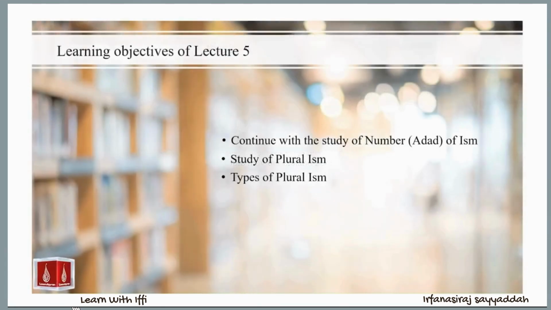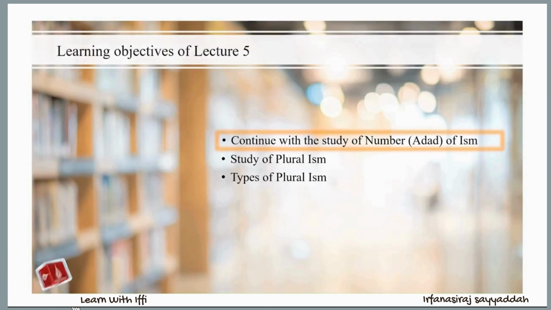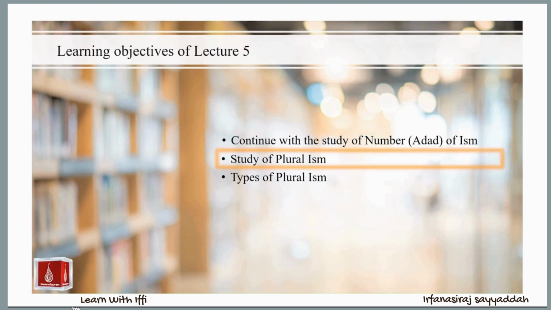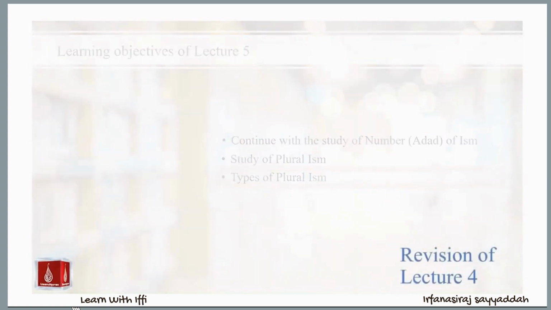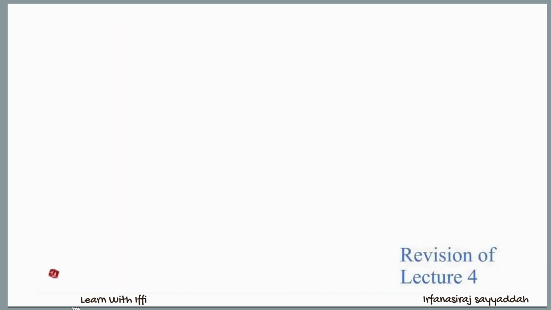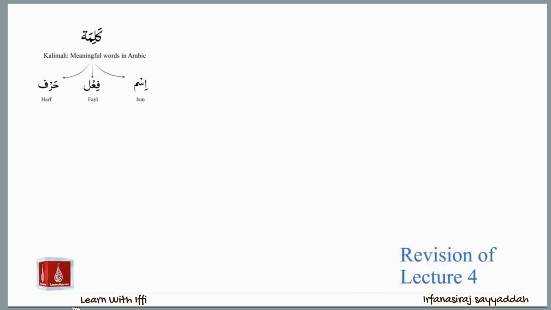In this lecture, we will continue with the study of number or adad of ism. We will study the plural ism and the different types of plural ism. To recap, all meaningful words in Arabic are called kalima. There are three types of kalima: ism, fail, and harf.